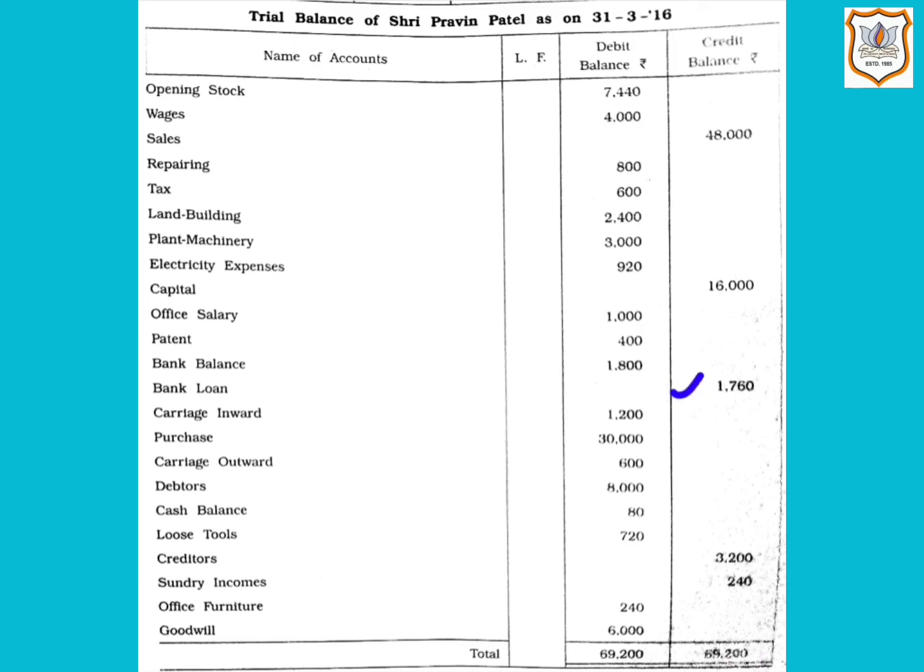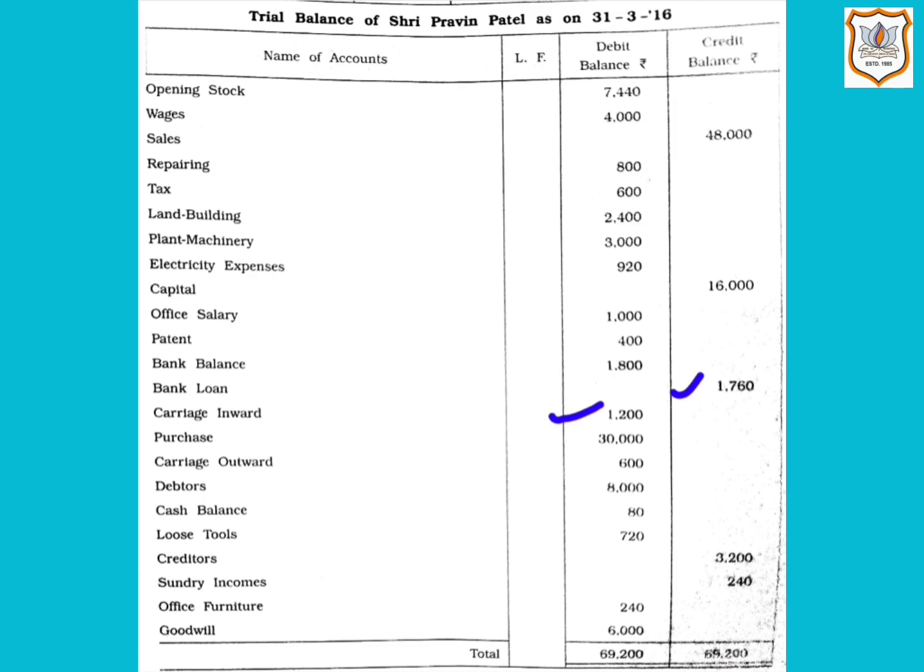Then carriage inward is given. Carriage inward is purchase related expense. It is an expense related to purchase of goods. So as it is an expense, it will be recorded in the debit column of trial balance. Amount is rupees 1,200. Then purchase.